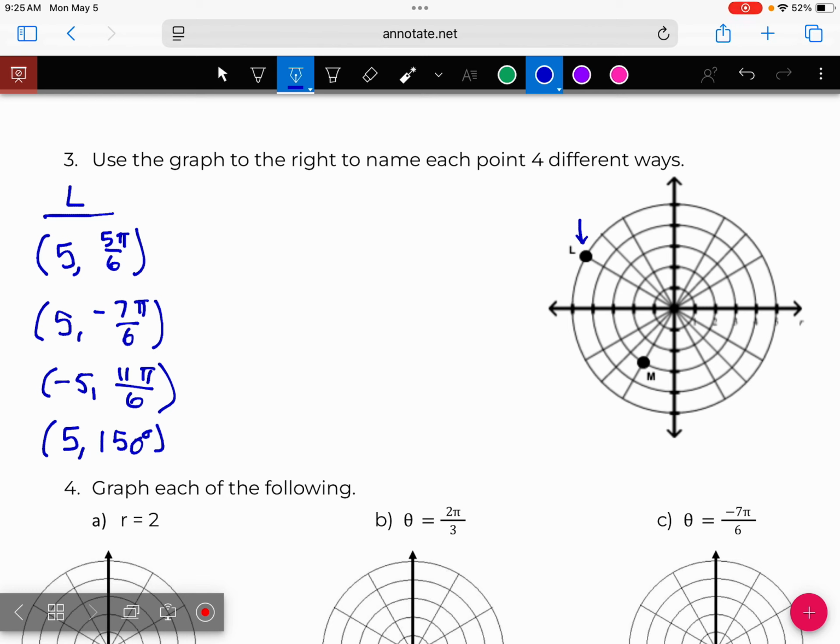Okay, so do the same thing with M. It doesn't have to be radians and degrees. You can do whatever order we want to. See what we can come up with for different points for M.